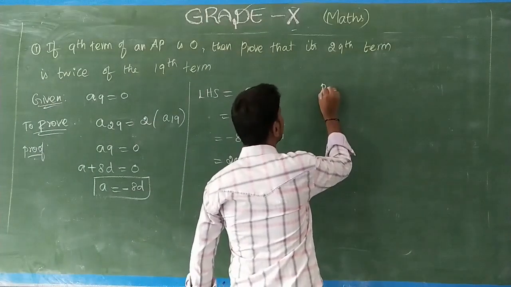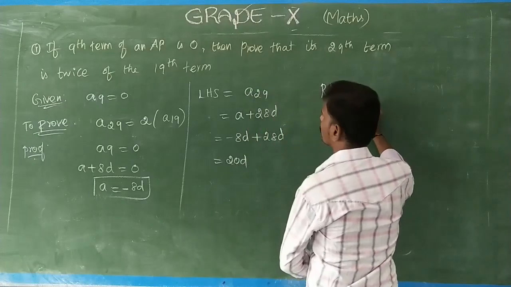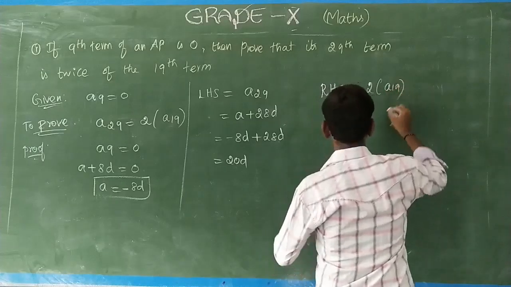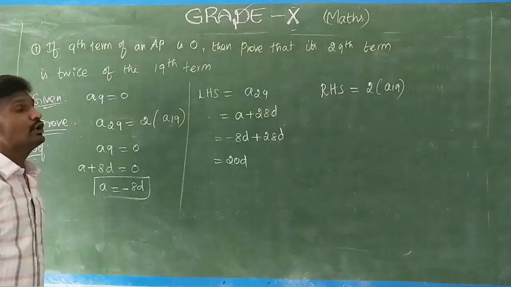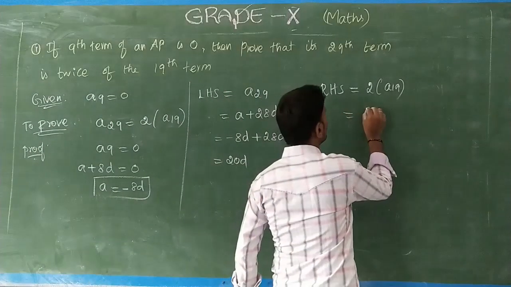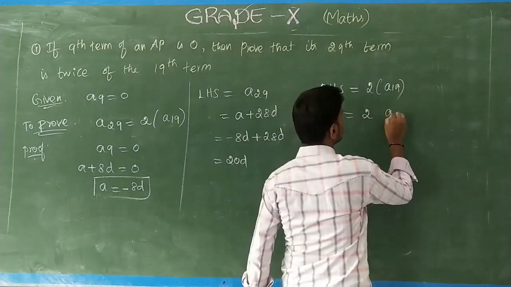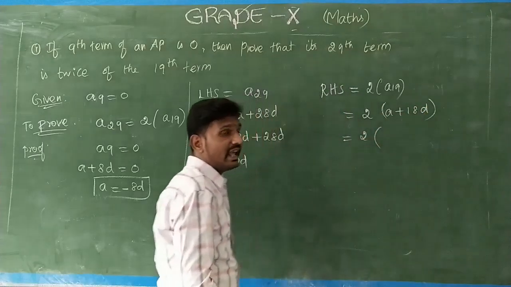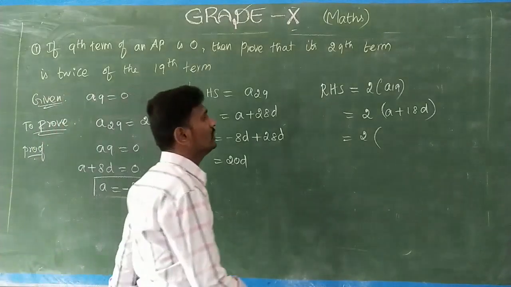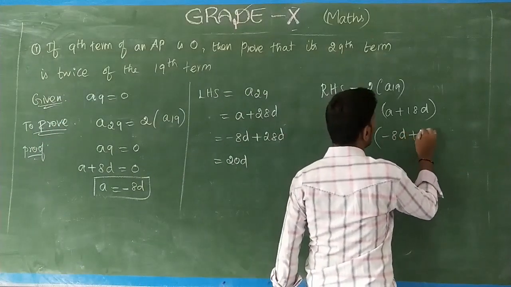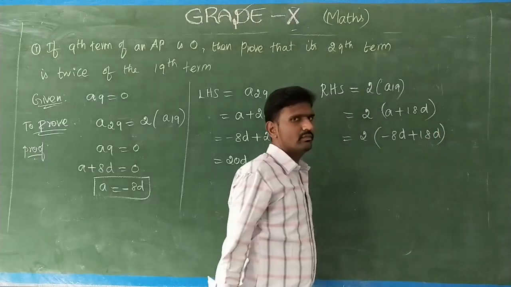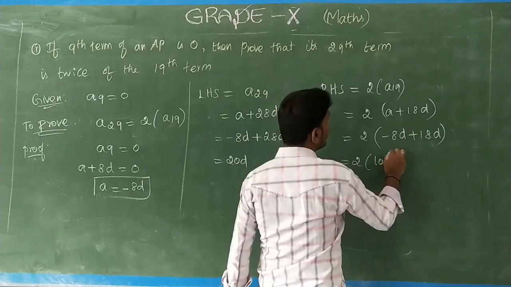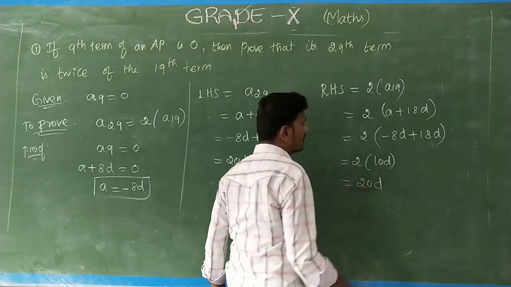Now coming to the right side, RHS, which is equal to double, that is twice of the 19th term. So for that, 2 into... do you know the value of the 19th term? Yes, a plus 18b. So again I am going to substitute the value of a, which is minus 8b. So minus 8b plus 18b, which is equal to 2 into 18 minus 8, that is 10b. Now I am going to multiply to get 20b.